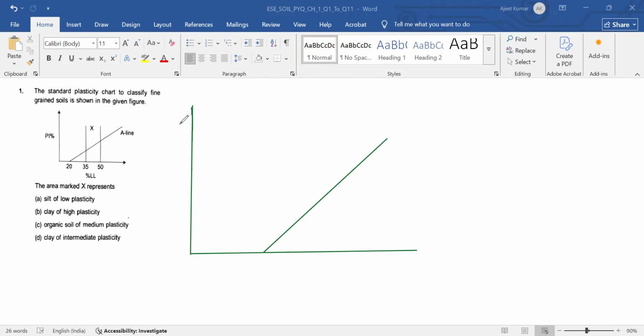This is the plasticity index, and this is the liquid limit WL. And the equation of this line is IP is equal to 0.73 times (liquid limit WL minus 20), and this line is called the A line.